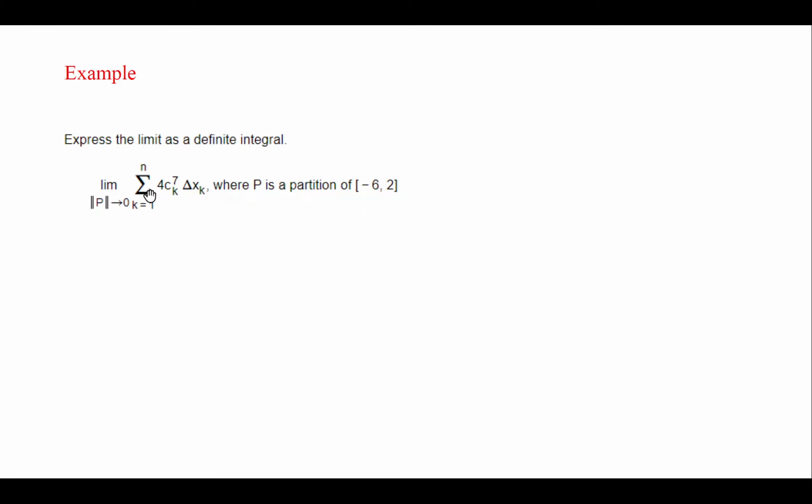So our index is going from 1 to n, and it's going from -6 to 2. So this interval gives us the values of a and b. So this is basically the integral from a to b of f of x dx. The range a to b comes from this interval, which is -6 to 2. The function is whatever you have right before this delta x_k, which is basically 4 times c_k.